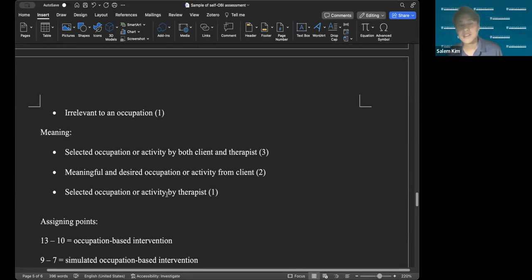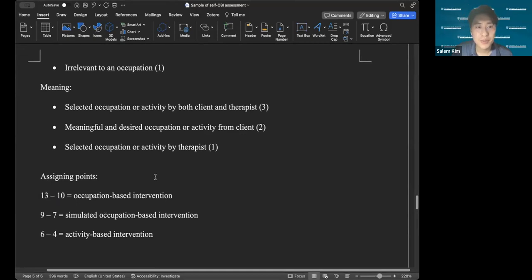The meaning of it. If the occupation or activity was chosen by both client and therapist, then we'll give 3 points. If the activity or occupation was chosen by the client because it is meaningful for them, we'll give 2 points. And if the occupation was selected by the therapist, like how I did earlier in the chart, then we'll give 1 point.